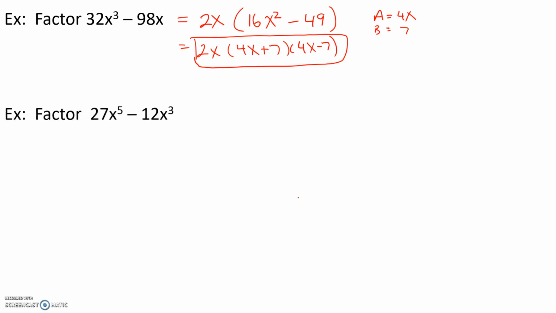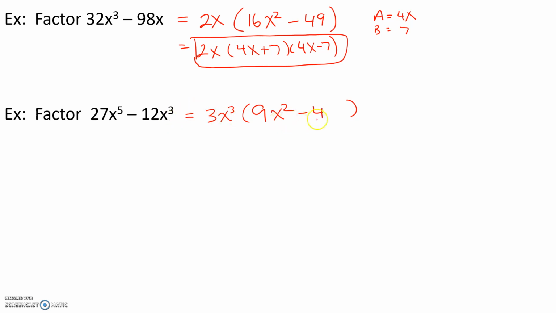The next example, let's factor 27x to the fifth power minus 12x cubed. First, let's factor out the GCF, or the greatest common factor. Between 27 and 12, the biggest number that can divide them both is 3, and between x to the fifth and x cubed, we can take out an x cubed. To determine what's left in the parentheses, we divide each of these terms by 3x cubed. 27 divided by 3 is 9. X to the fifth divided by x cubed is x squared. 12 divided by 3 is 4, so it's negative 4. X cubed divided by x cubed is 1.